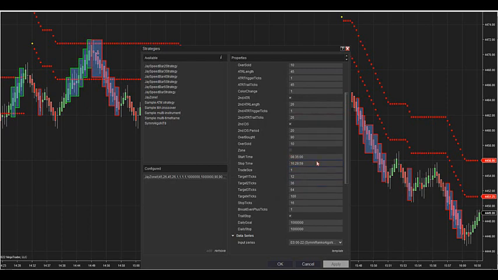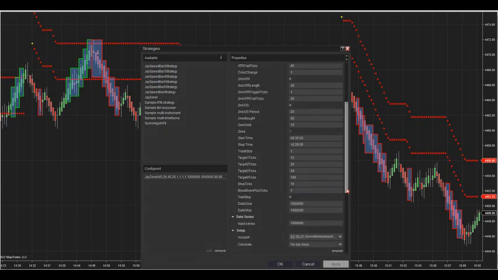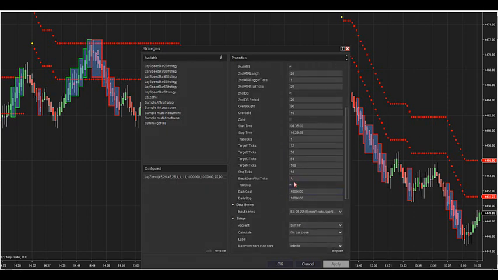So it won't trade outside of these times. You have a target 1, target 2, 3, and 4 you can put in there, you can put your stop ticks in, and break even. It's automatically going to go break even plus whatever ticks you put in after the first target. Daily goal, stop goal. I put these numbers high because I like seeing it trade all day.